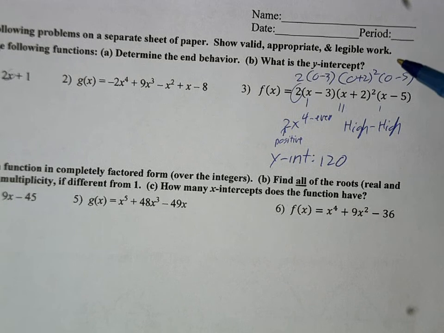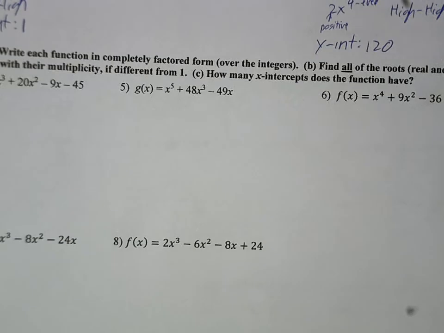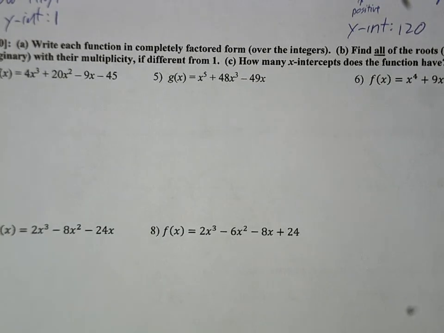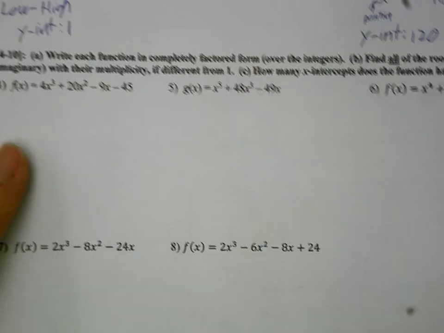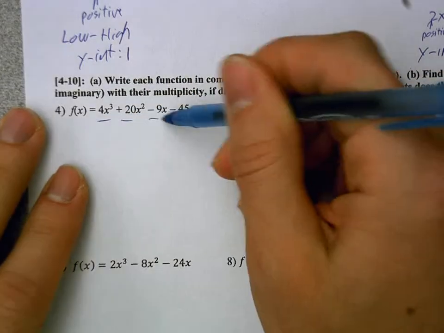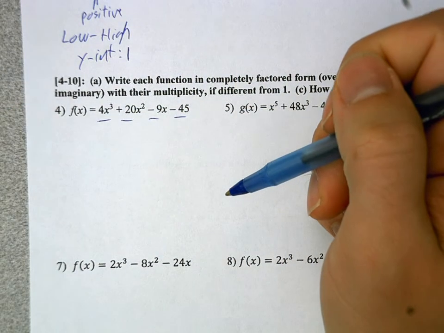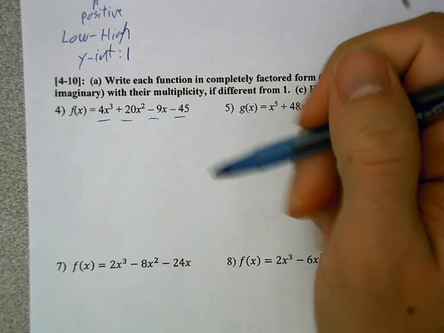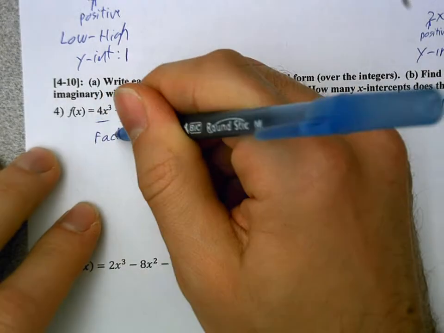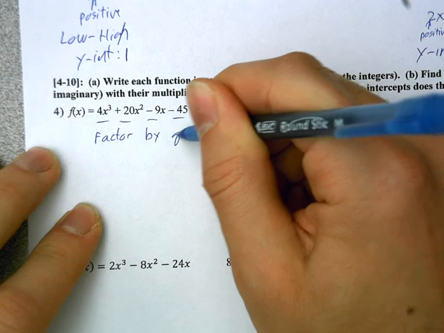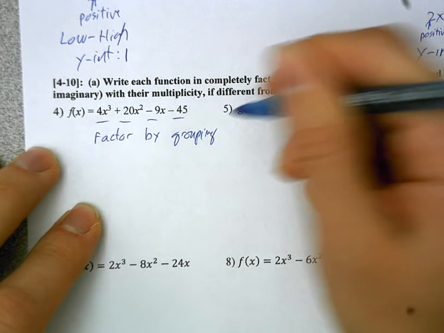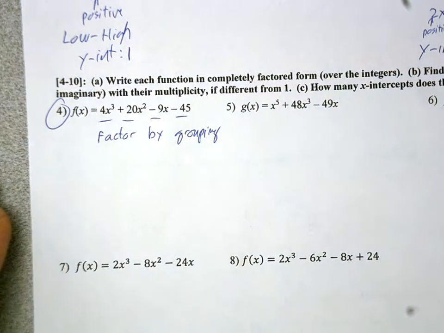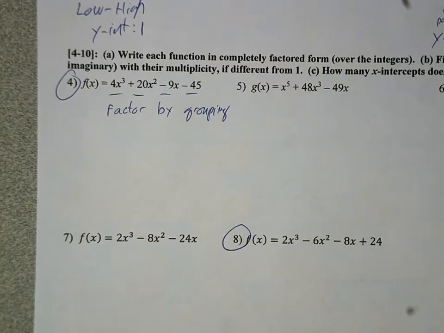So typically you do those two and you find the roots or the x-intercepts, and that requires factoring. There are 3 main ways on these next few where you're going to factor and solve. If you have 4 terms and they don't give you any more information, you're probably going to use factoring by grouping. So that looks like number 4 and number 8 are going to be factoring by grouping.